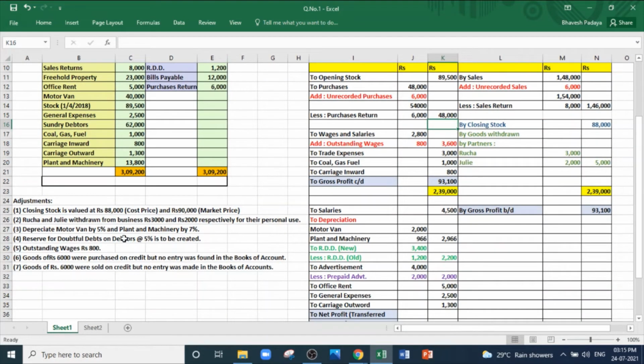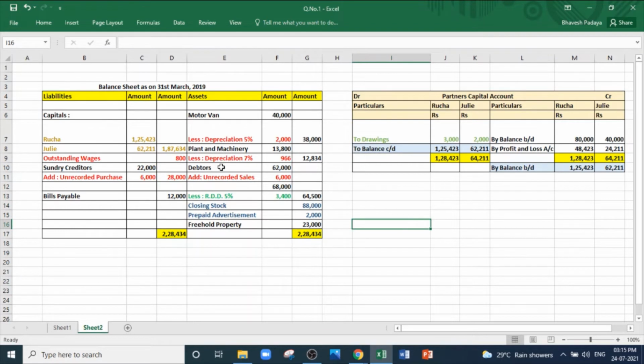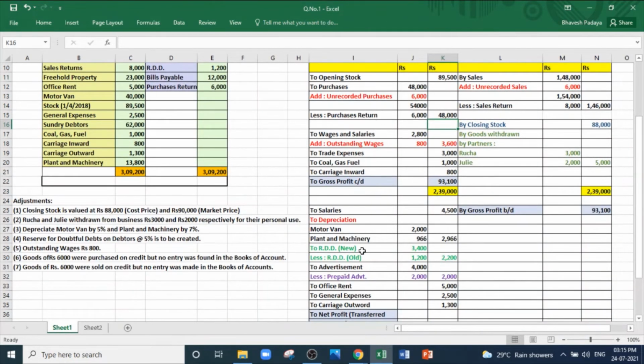Depreciate motor van by 5%. We already had ticked on motor van, so go to motor van. Calculate 5% on 40,000, which will be 2,000, less depreciation 2,000, 5%, which will be total 38,000. Now this 2,000 is your loss. So 2,000 will go to profit and loss account debit side, to depreciation on motor van 2,000.